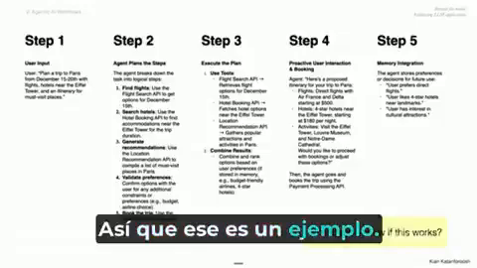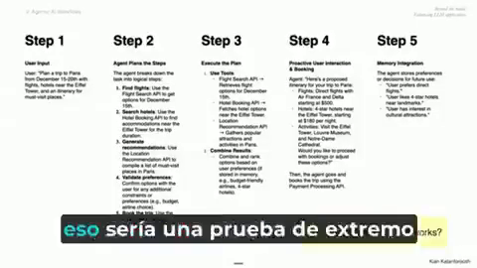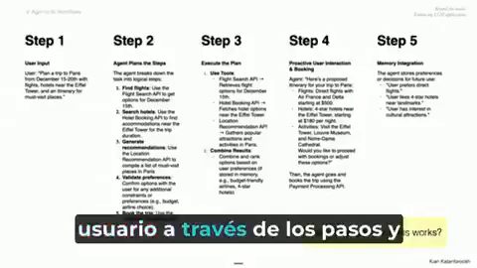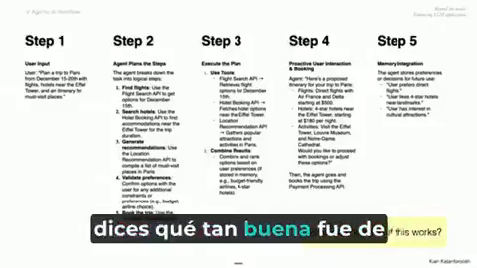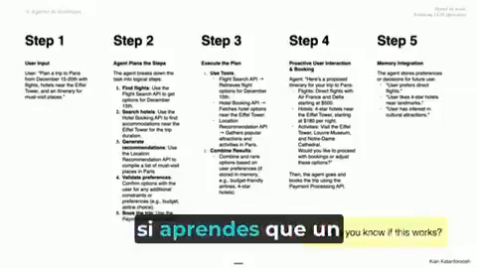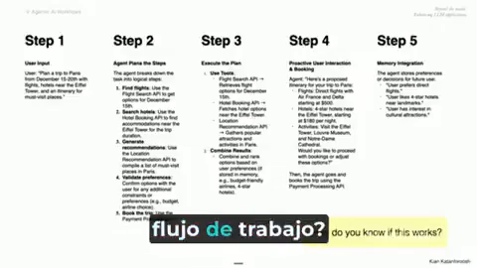So that's an example. Let users rate their experience at the end. That would be an end-to-end test, right? You're looking at the user experience through the steps and say, how good was it from 1 to 5, let's say. Yeah, it's a good way. And then if you learn that a user says 1, how do you improve the workflow?